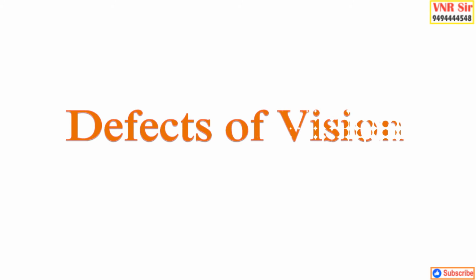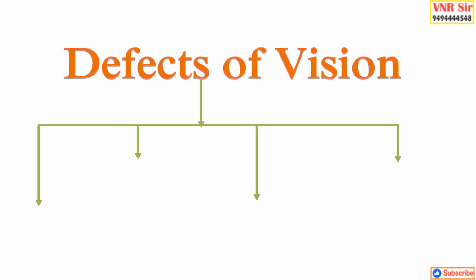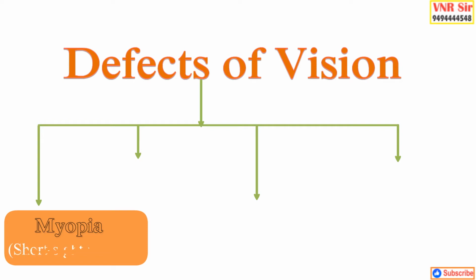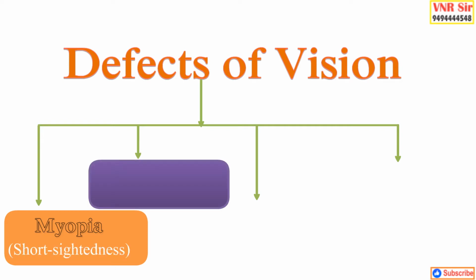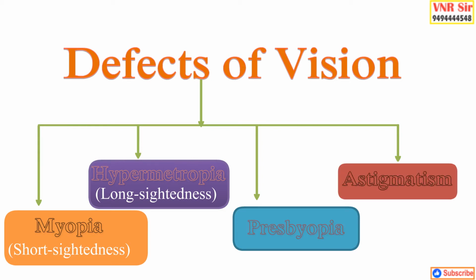Let us discuss the defects of vision. There are 4 major types of defects. First one, myopia. It is also known as short-sightedness. Second one, hypermetropia. It is also known as long-sightedness. Third one is presbyopia, and fourth one is astigmatism. Let us discuss myopia.